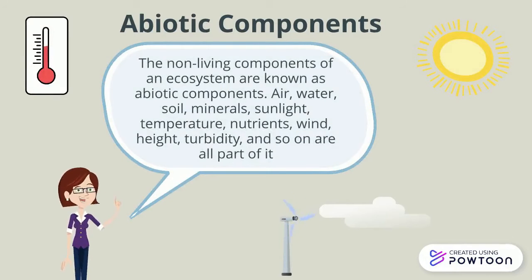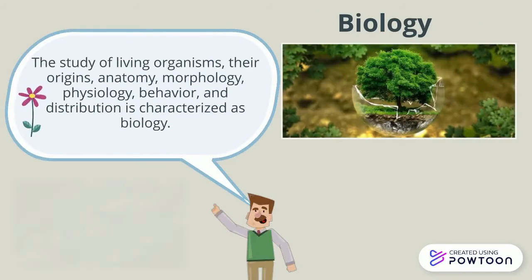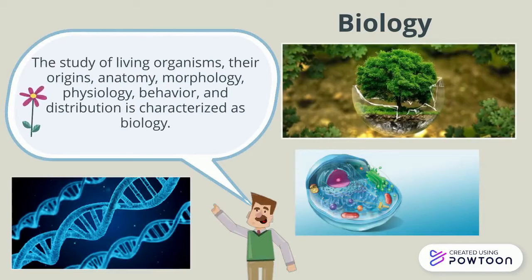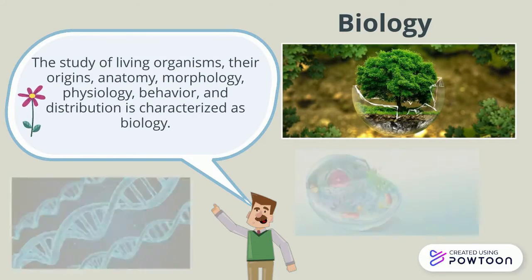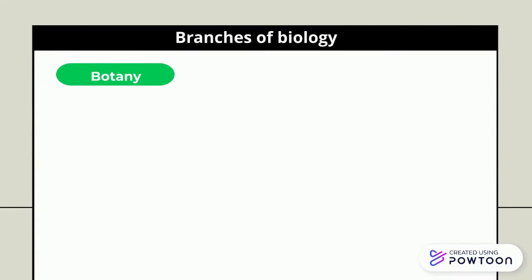Abiotic components. The non-living components of an ecosystem are known as abiotic components. Air, water, soil, minerals, sunlight, temperature, nutrients, wind, height, turbidity, and so on are all part of it. Biology. Biology is the study of living organisms. Their origins, anatomy, morphology, physiology, behavior, and distribution are characterized as biology. The science of biology was invented by Aristotle, 384 to 322 BC.